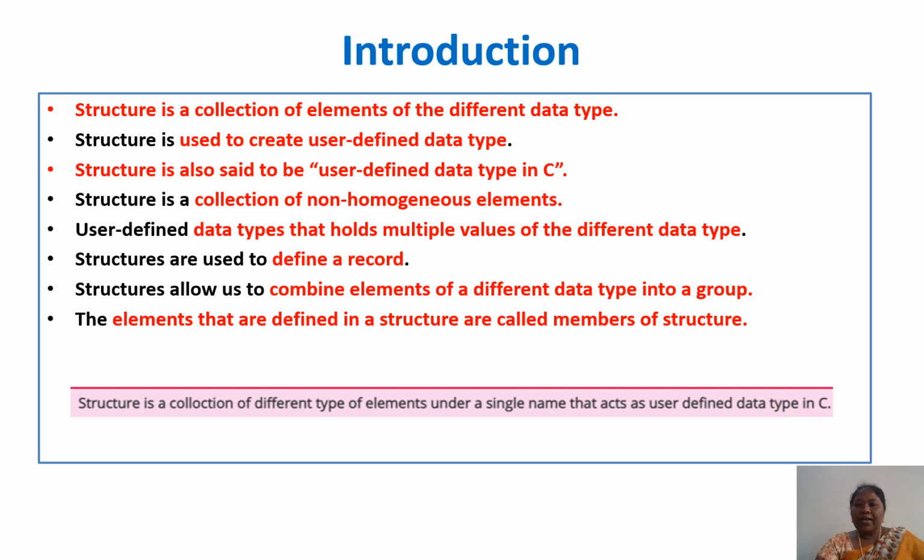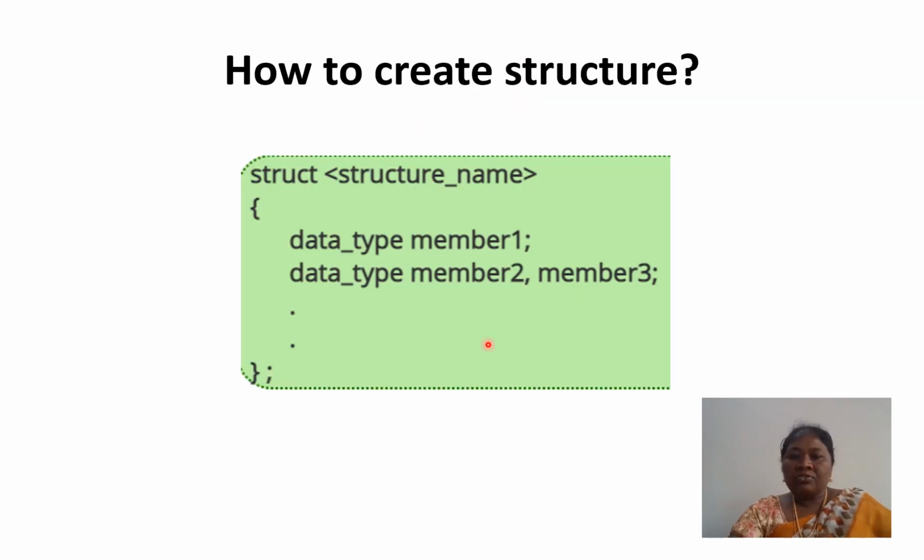Now we are going to see the syntax of the structure. The structure syntax starts with the keyword struct, followed by the structure name, and it consists of the member variable declarations. So data type followed by the variable name and a semicolon.